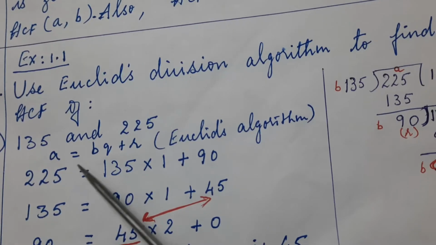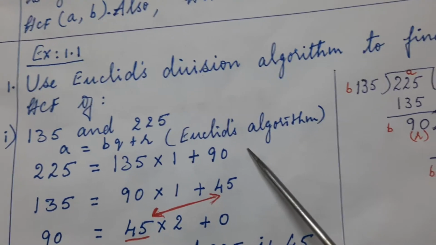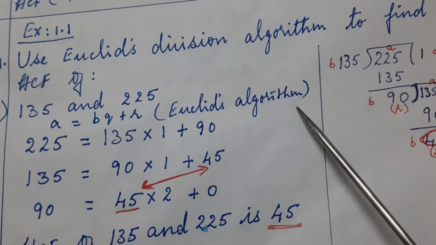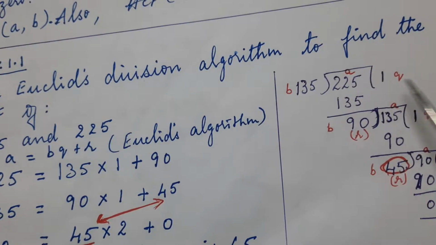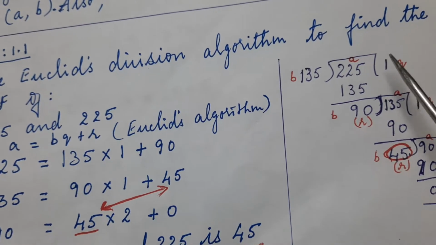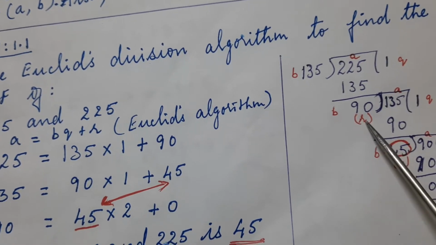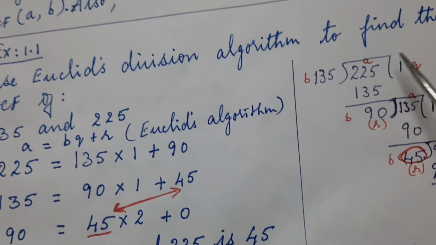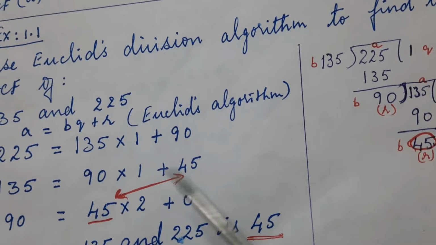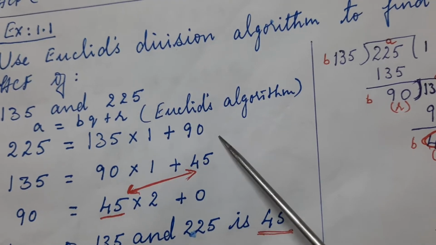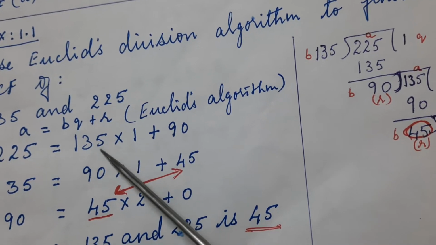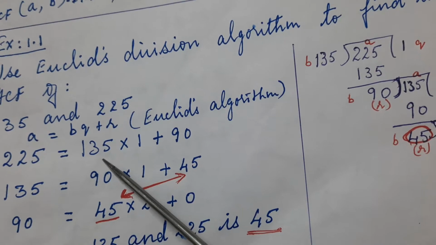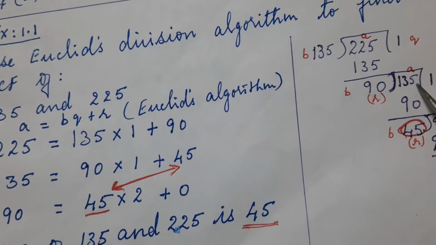Now, A is equal to BQ plus R is Euclid's division algorithm. Now, the bigger number 225, that is A, is equal to, see here, 135 into 1 plus 90. That is divisor into quotient plus remainder. So, 135 into 1 plus 90. Next, what is the next? Here, 135 is the divisor. It becomes a dividend now. See, 135 is a dividend now.